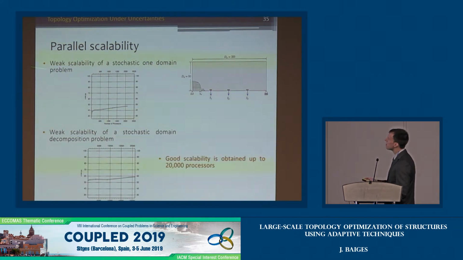And finally, this is a weak scalability plot. In this case, the optimal plot here would be a flat line. And then again, if we study the weak scalability with parallelism only at the stochastic level, we obtain this line here. Scalability is quite good up to 2,000 processors, but beyond that, the curve is going to explode. But then again, if we exploit at the same time the domain decomposition parallelism with the stochastic parallelism, we can obtain very nice scalability up to 20,000 processors.